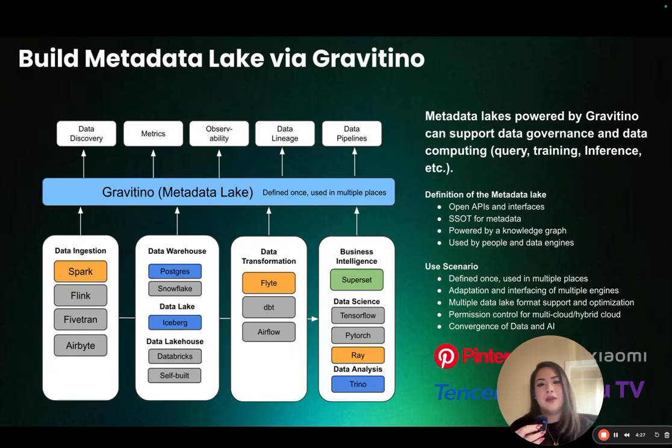Gravitino really strives to create a lightweight layer, made up of open interfaces and APIs where many different teams can query and put their REST requests into. And so really what we're looking at is something that can power both business intelligence data infrastructure and AI/ML development.